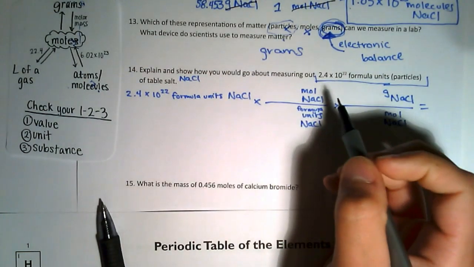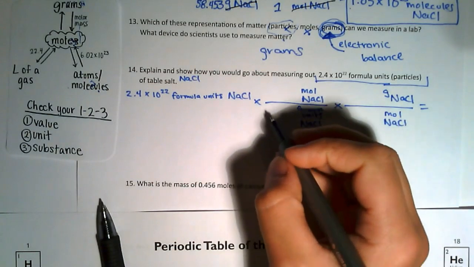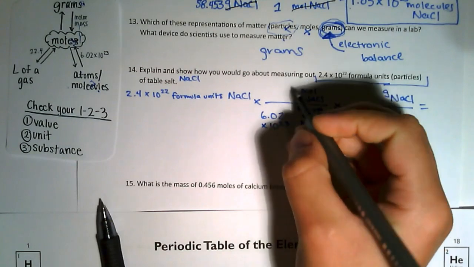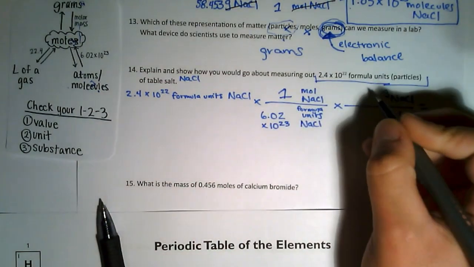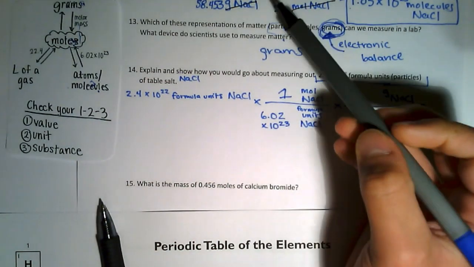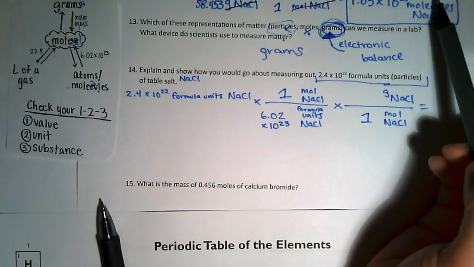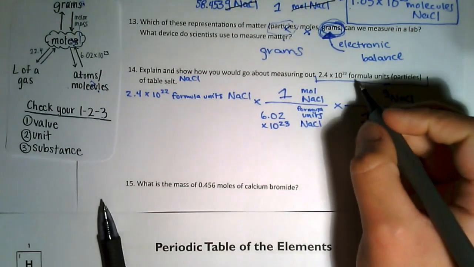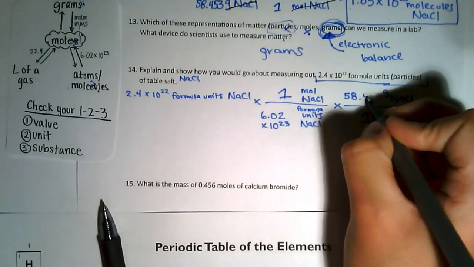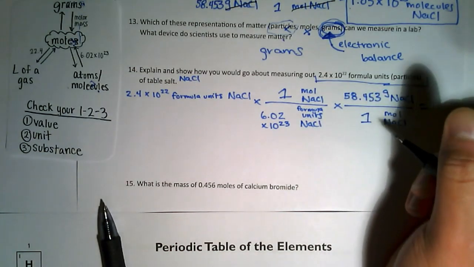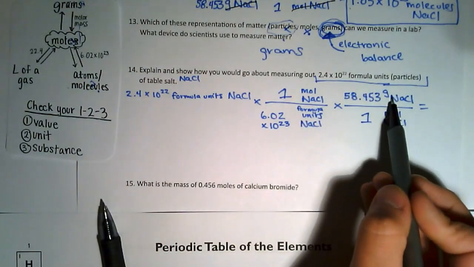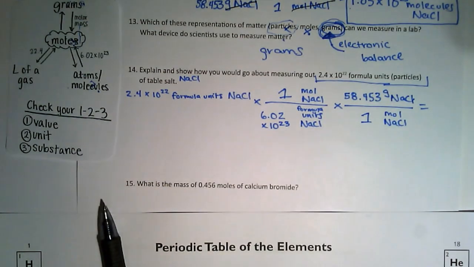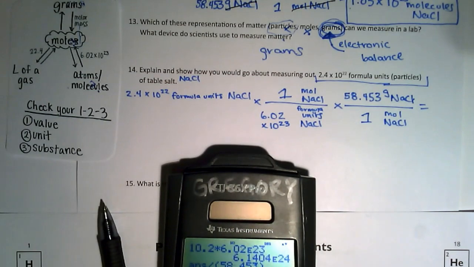Okay, so we need to fill in some values. So we know that there are 6.02 times 10 to the 23rd formula units in every 1 mole. And we know that 1 mole, we just determined earlier, equaled 58.453 grams by adding up the mass of Na and the mass of Cl. 58.453 grams. Okay, so now we can figure out how many grams of NaCl are equal to 2.4 times 10 to the 22nd formula units of NaCl. We need to multiply and divide.